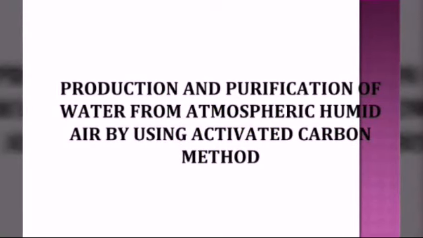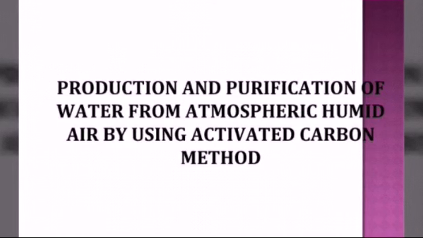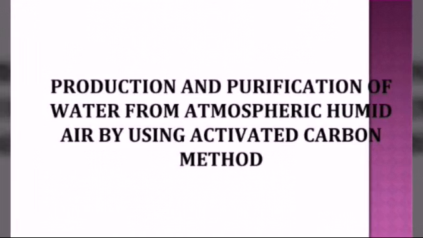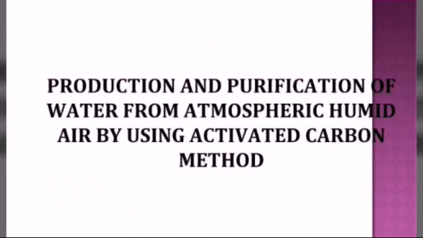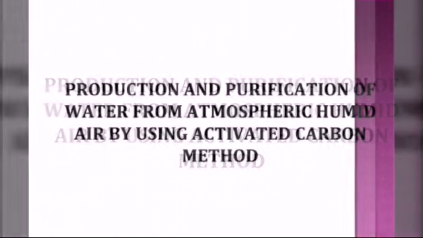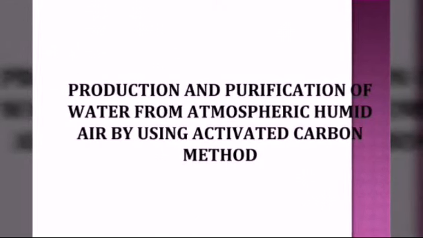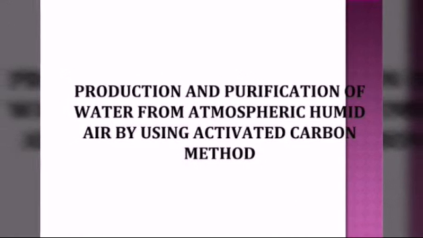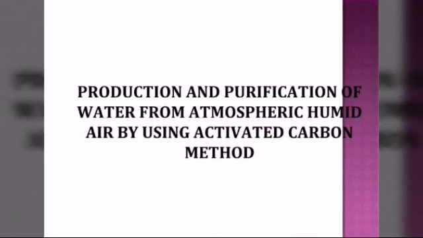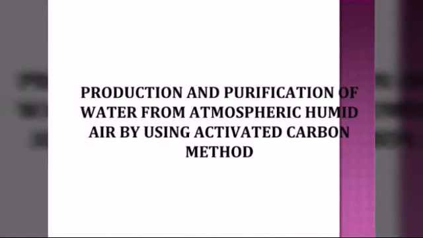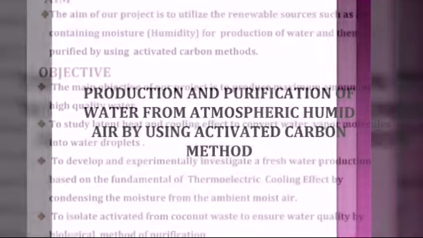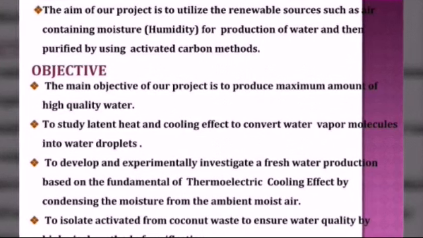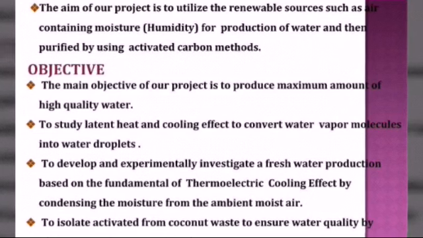In this video, we are going to discuss the production and purification of water from atmospheric humid air by using the activated carbon method. This method is otherwise also called an atmospheric water generator. This project is mainly based upon the utilization of renewable resources such as air, which contains a large amount of moisture. This moisture content is used for the production of water, which is then purified by using activated carbon that is also extracted from coconut waste such as shell.